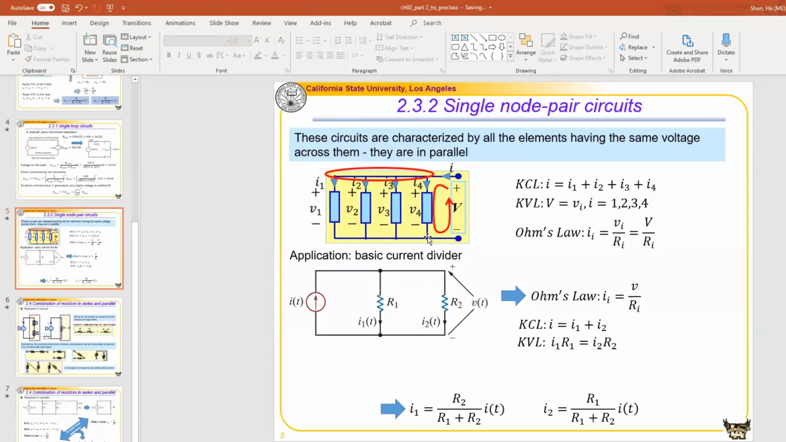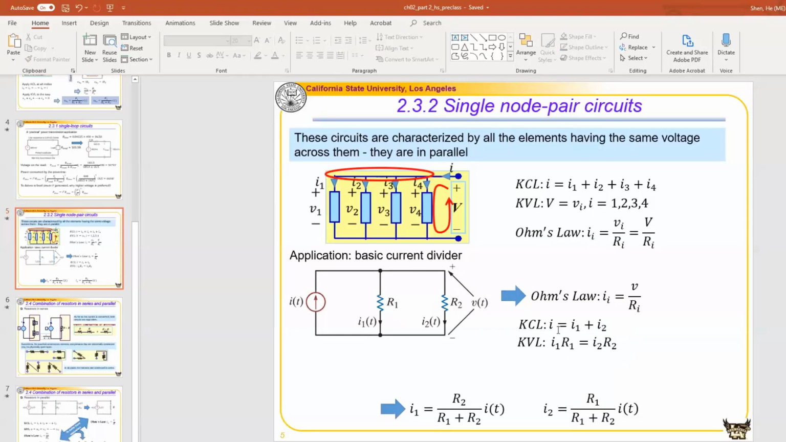You can also use the definition: this is the voltage drop between these two nodes. If I follow any branch between these two nodes, the voltage drop will be the same. So the voltage drop from here to here, looking at this branch, is equal to I2 times R2. The voltage drop from here to here, looking at this branch, will be I1 times R1. So you can also get that.